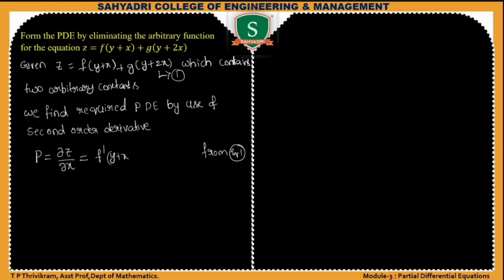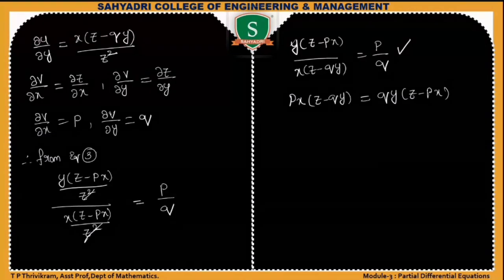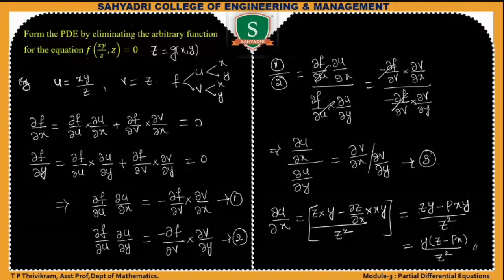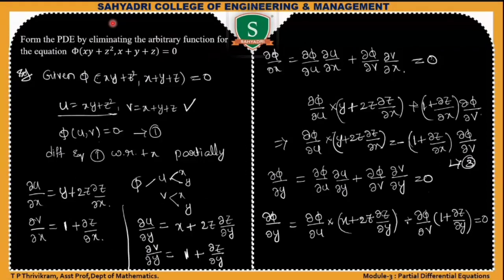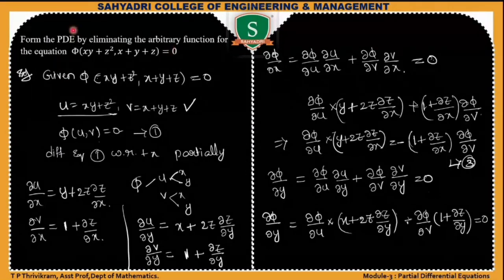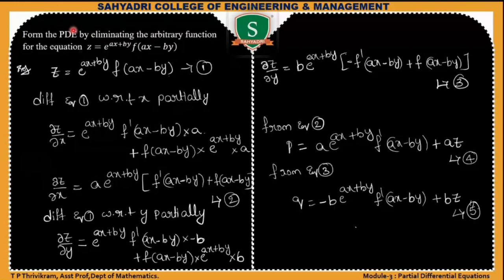Sir, that is two arbitrary constants or functions? This is two arbitrary functions, f and g are there. Previously we were having only one arbitrary function, this one. Similarly, in the previous problem, this is also one arbitrary function. Similarly, here also we are having the arbitrary function f of ax minus by.